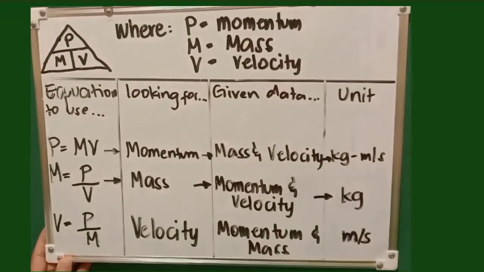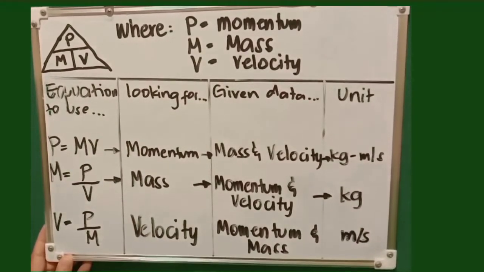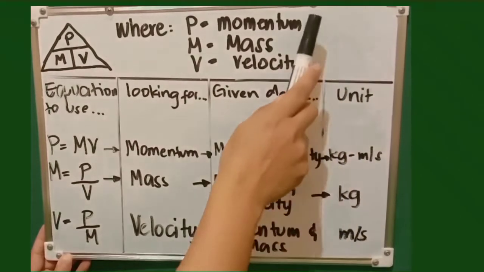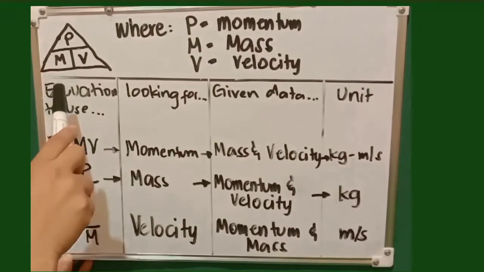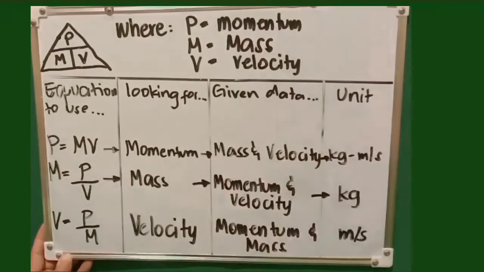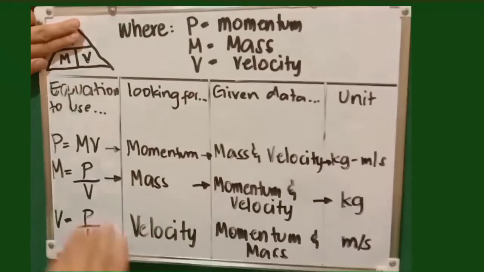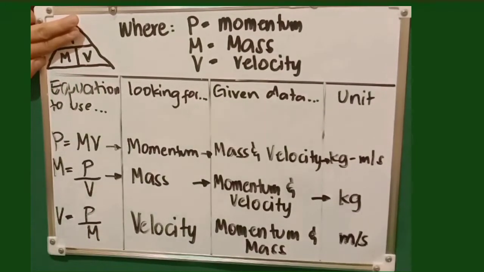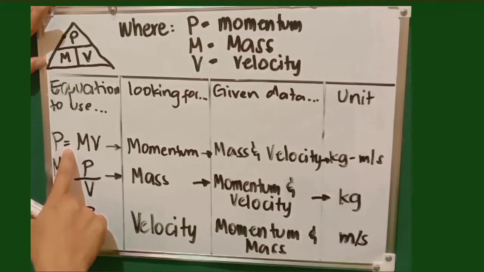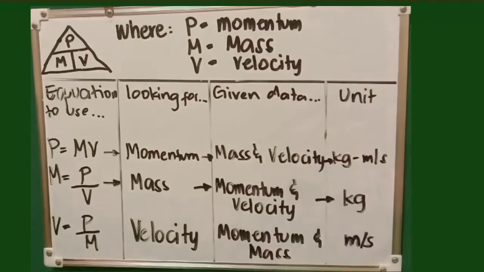Okay, so let's proceed to the formulae for momentum, mass, and velocity. We have this triangular mnemonic which really helps you a lot in remembering the formulae for momentum, mass, and velocity, wherein on the top is P. P stands for momentum, M stands for mass, V stands for velocity. So if you're going to look for momentum, just cover the P with your hand, and whatever is left, the remaining quantities are mass and velocity, whose values are given. The equation is momentum is equal to mass multiplied by velocity, and the unit is kilogram-meter per second.